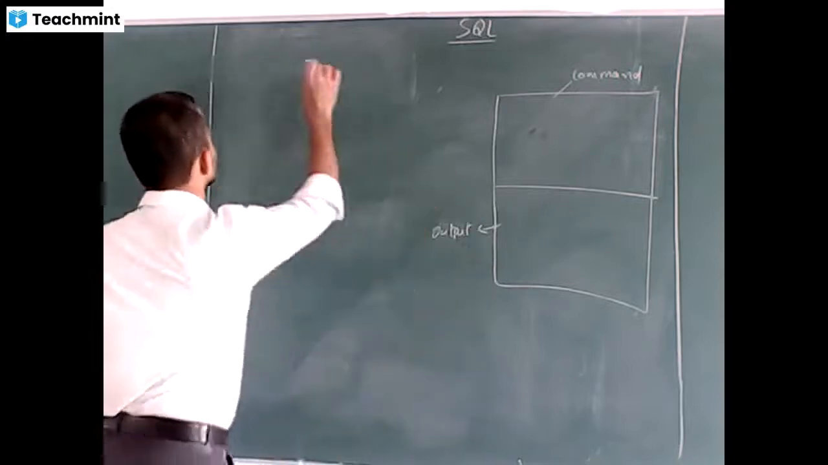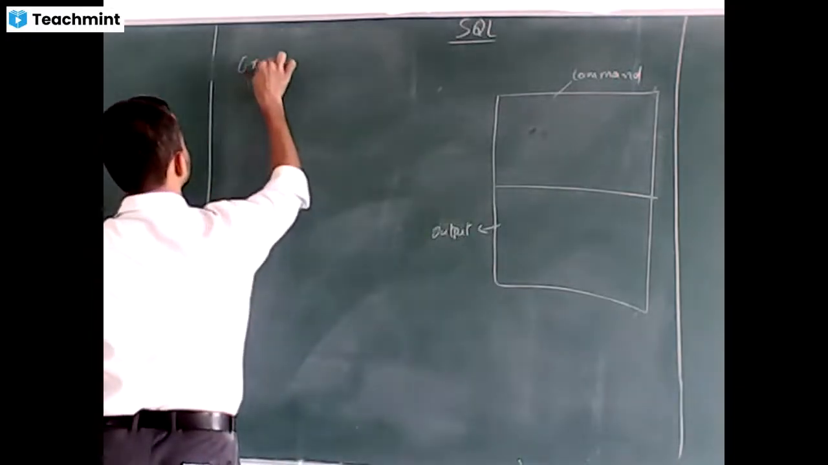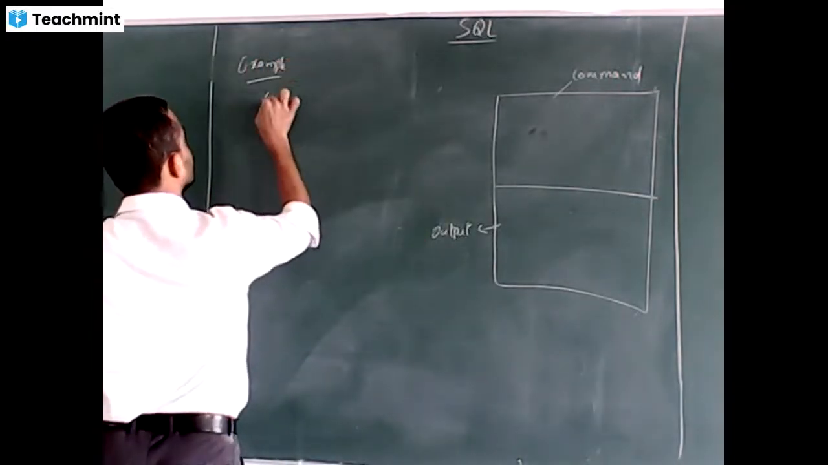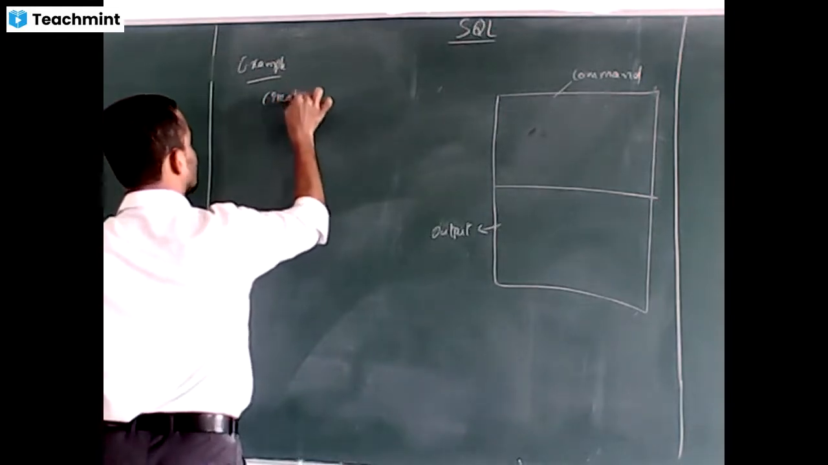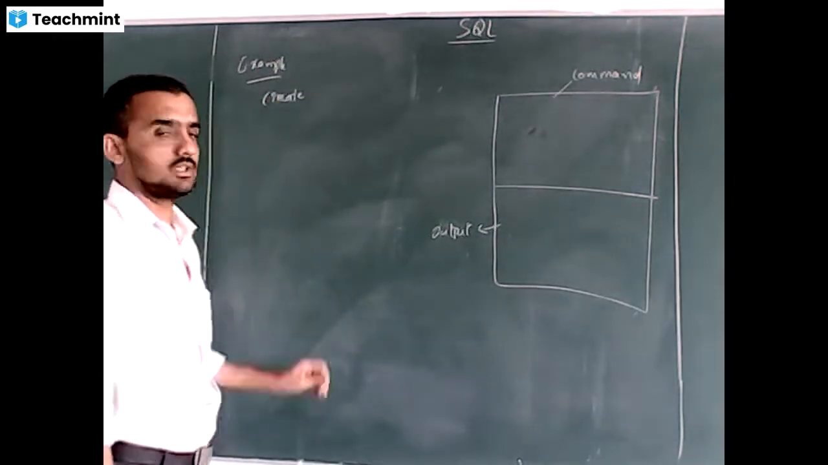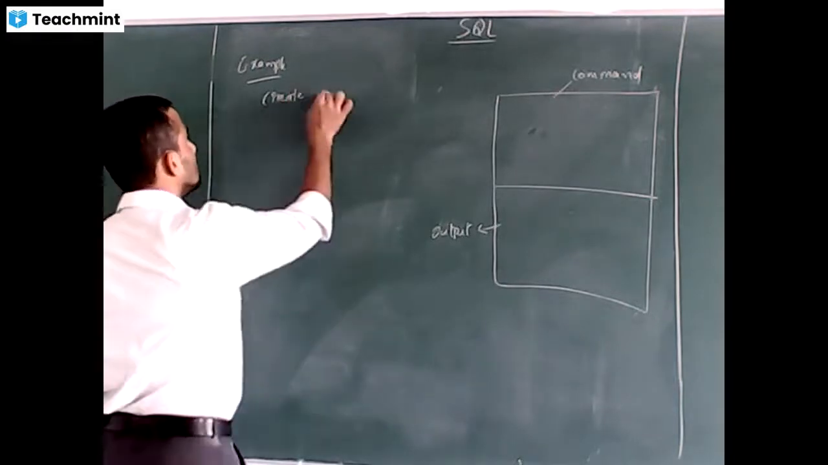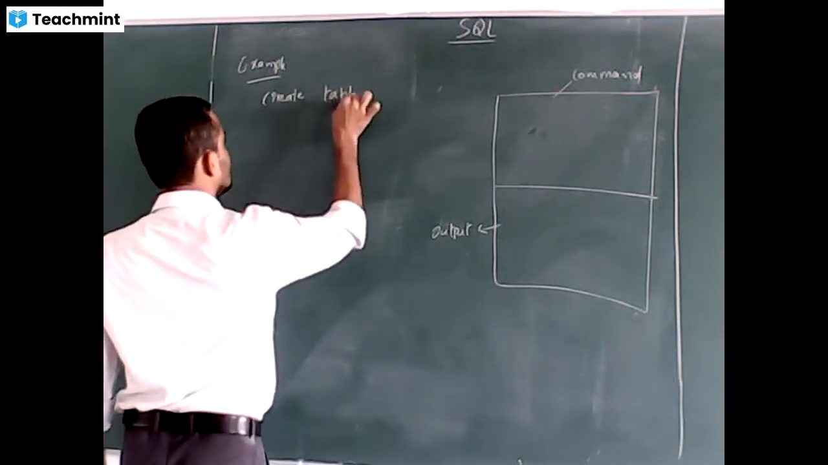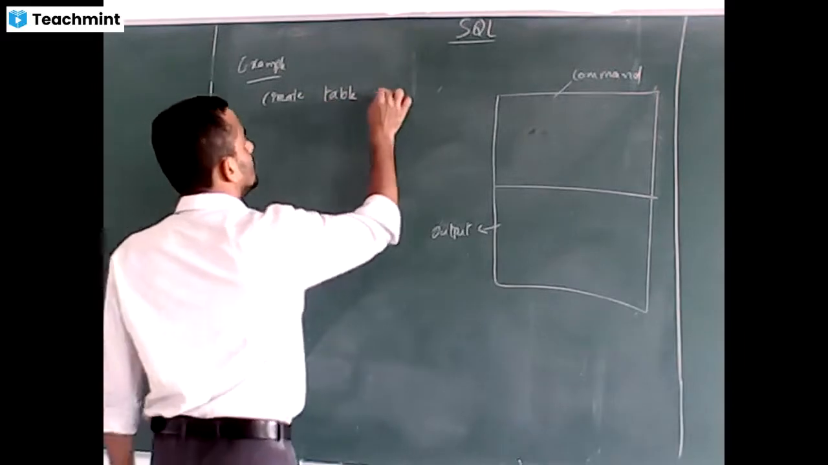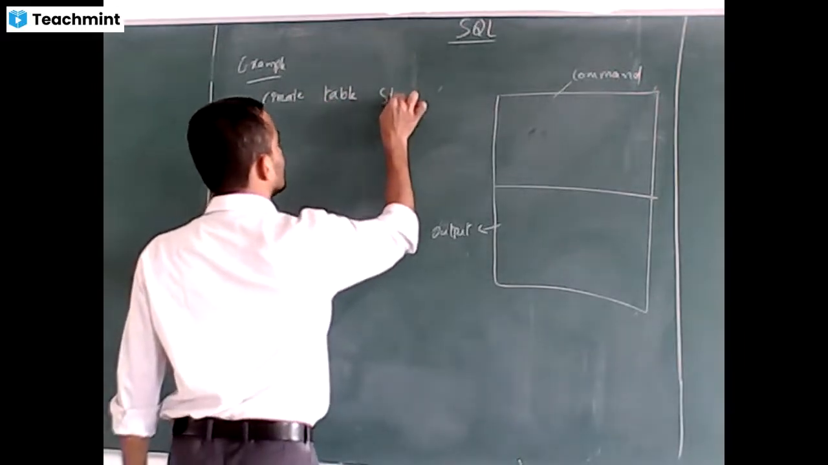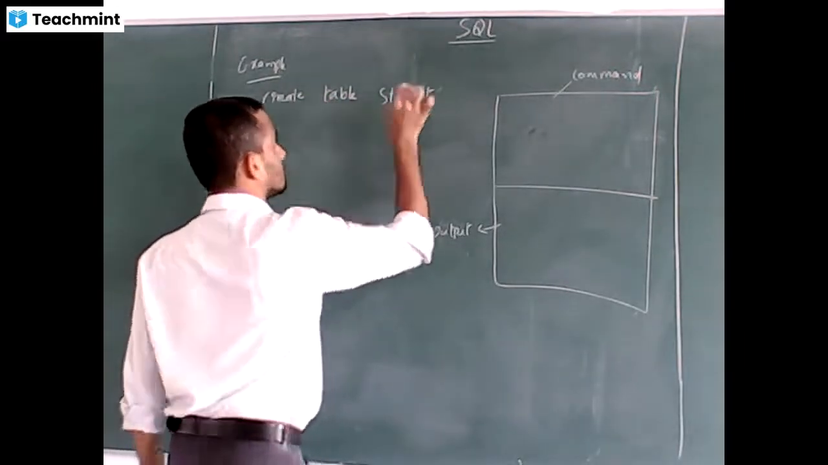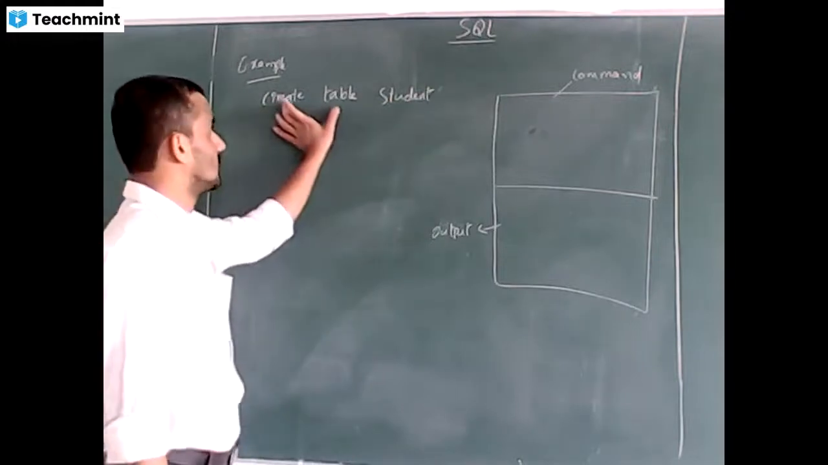So, an example of the create command. I am writing with lowercase letters only. I hope you already got to know that it is a keyword. Create table is also a keyword. Create and table both are keywords. If I am writing student, here student is an identifier.